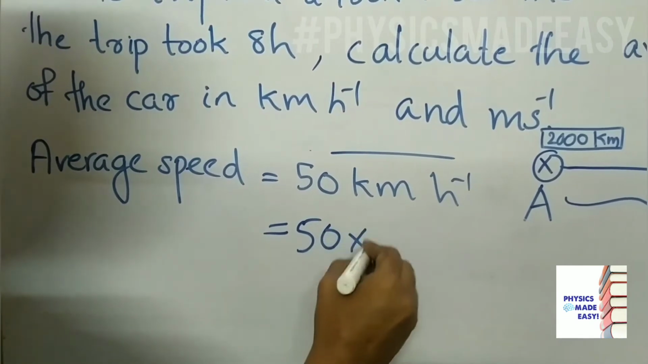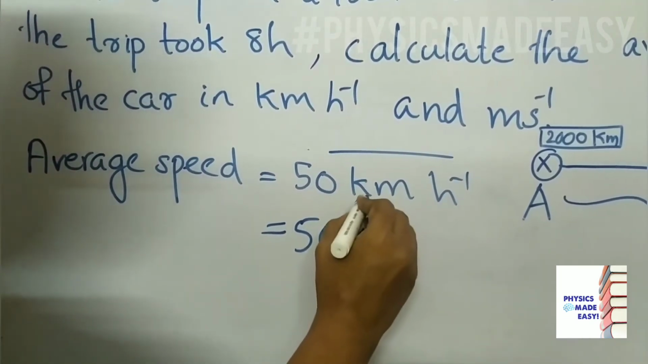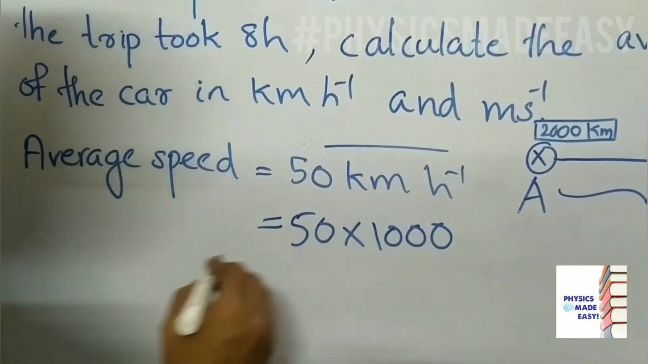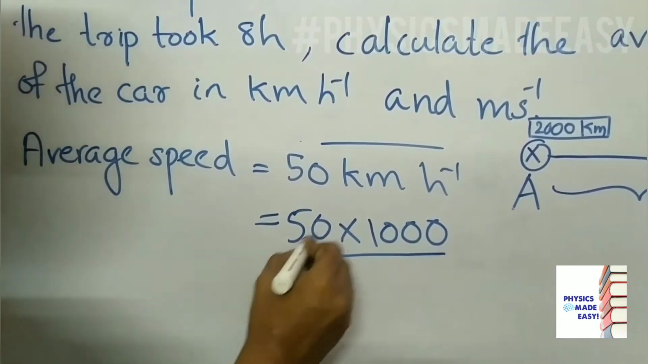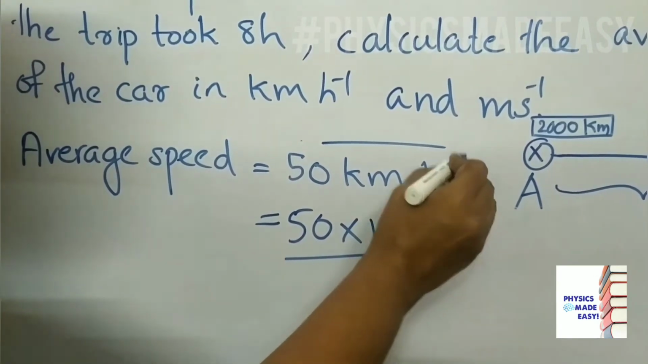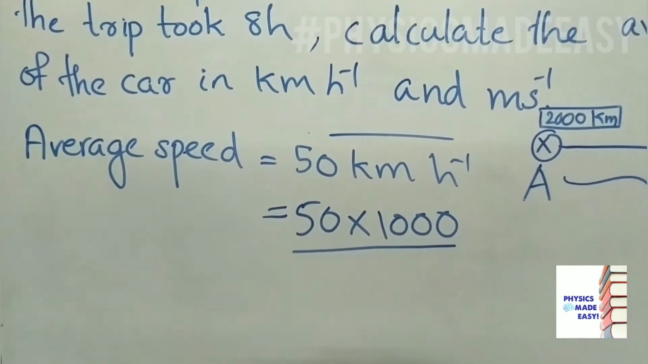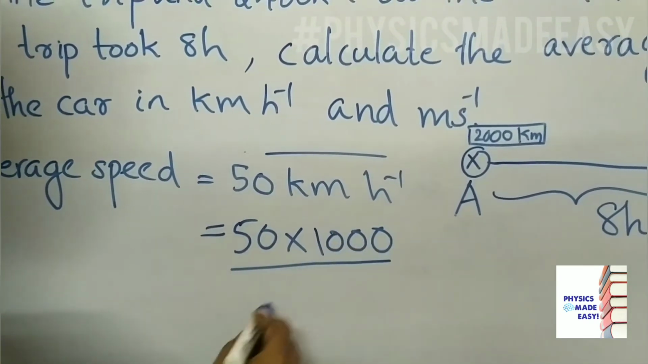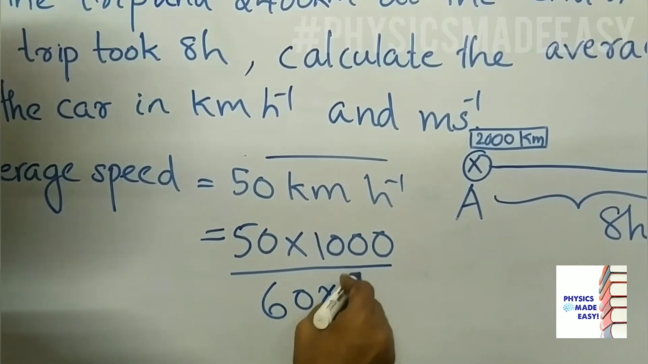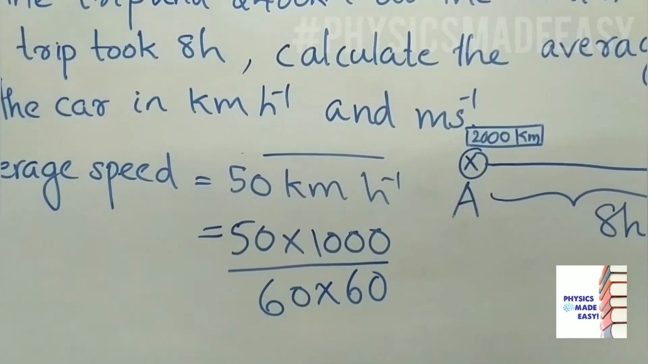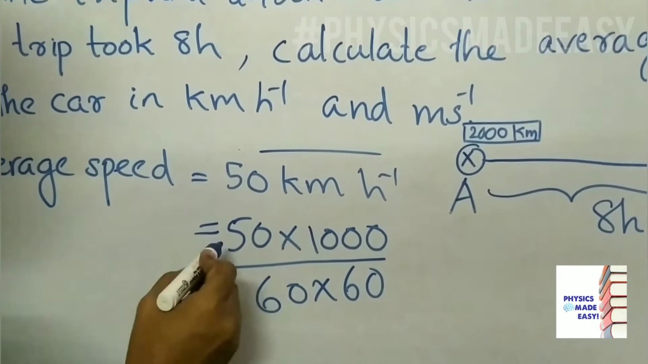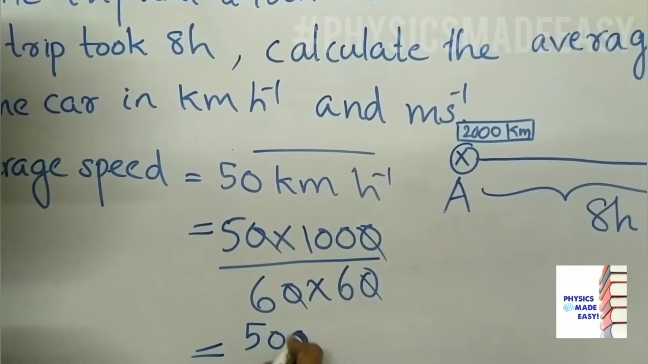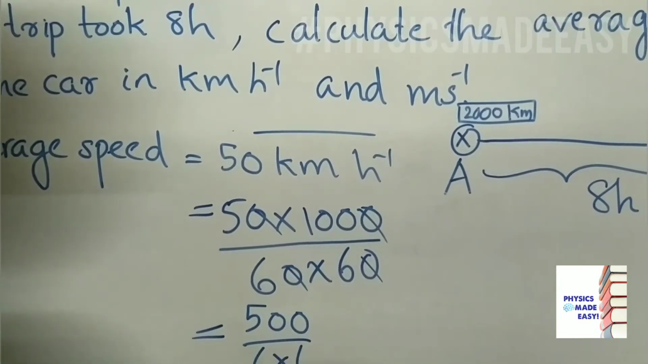50 into kilometers. How can you convert kilometer into meter? That is 1000. 50 into 1000. Then divided by hour; hour raised to minus 1 means that hour is in the denominator. How to convert 1 hour into seconds? You know 1 hour is equal to 60 into 60 seconds. So here you can get that as 500 divided by 6 into 6.